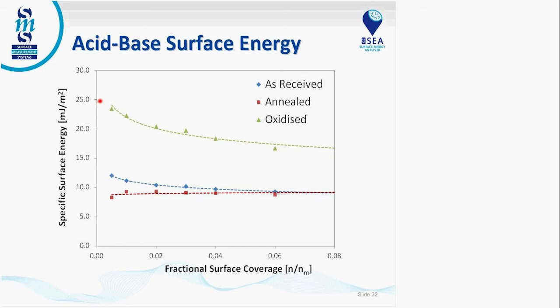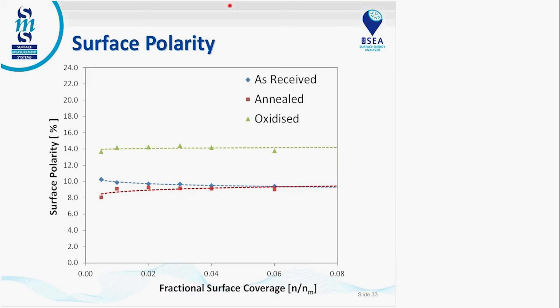This is the acid-base surface energy. Again, this is the as received. Once it's annealed, it becomes very energetically homogeneous. And as expected, if it's oxidized, you would see a much higher acid-base or polar or specific surface energy. And again, the surface polarity, which is the acid-base surface energy divided by the total surface energy. When you oxidize it, you see an increase, making the surface more polar in nature.